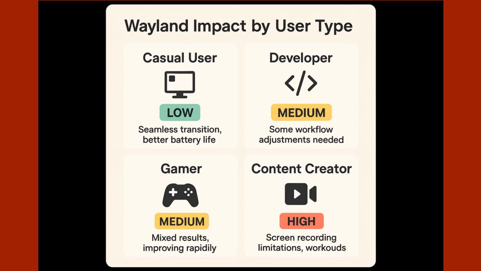Let's start with casual users, people who use Linux for web browsing, office work, media consumption, and general desktop tasks. If this describes you, I have good news. Wayland is probably better for you right now, and you might not even notice the transition. The benefits for casual users are immediate and obvious: smoother scrolling in web browsers, better video playback, no screen tearing when watching movies or YouTube videos, fractional scaling that actually works properly. If you have a high DPI monitor, this alone might be worth the switch.